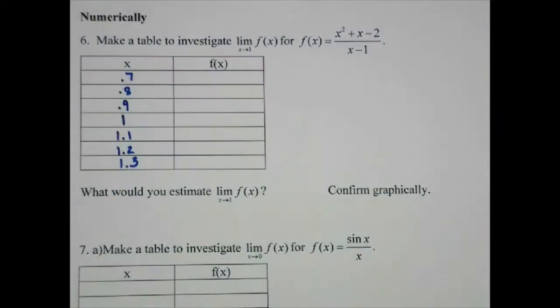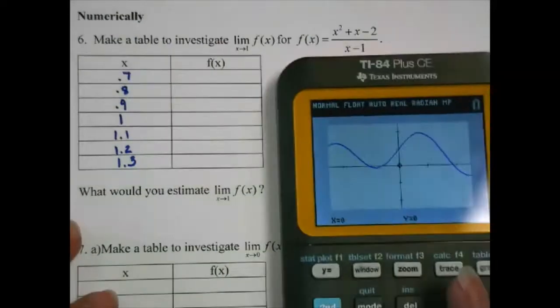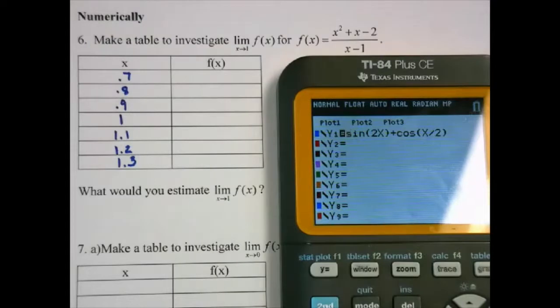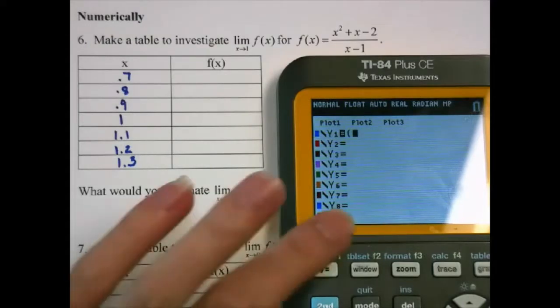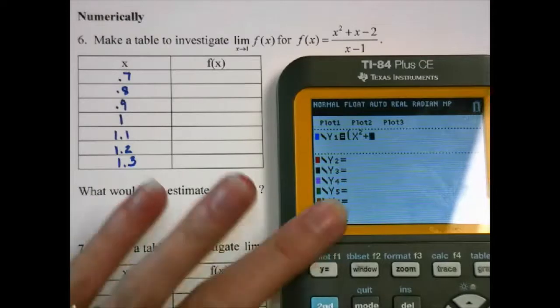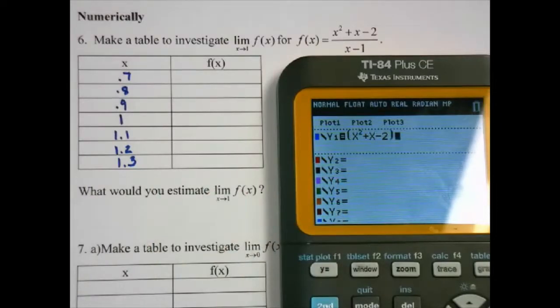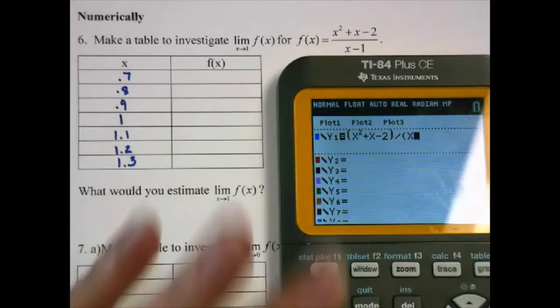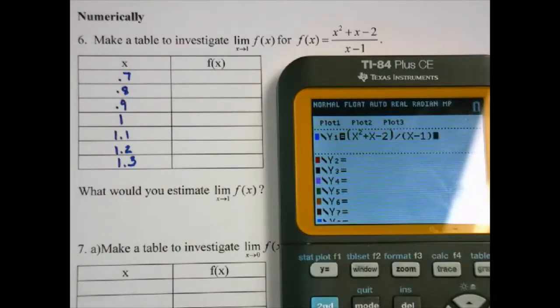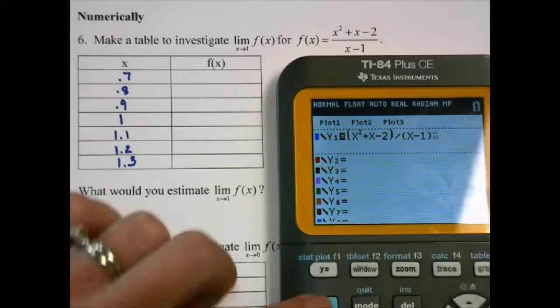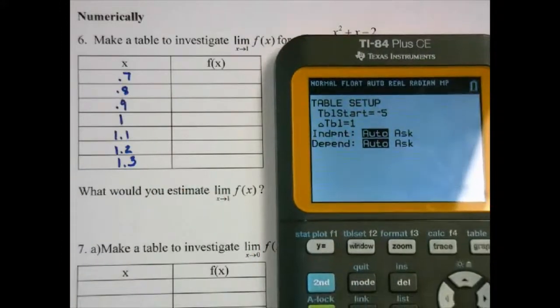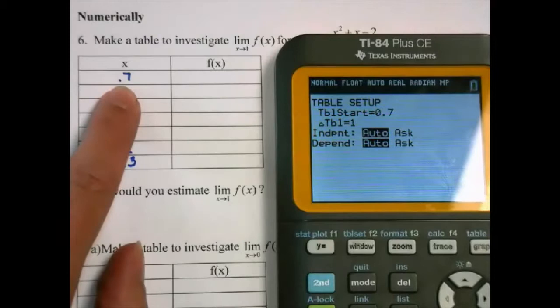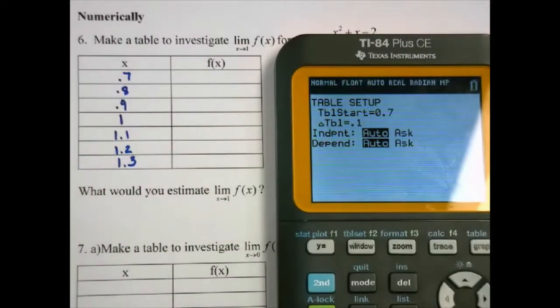Okay, well, we can use the calculator to quickly generate a table of values. So on your calculator, we're going to go ahead and plug in that equation. So on the top, x squared plus x minus 2 all over x minus 1. Now you can use the stacked fraction to do this, but if you do that, you may end up with fractions, and fractions are hard to see the pattern in the numbers. Then we're going to go to table set. Okay, so I go second, table set. So my table is starting at 0.7, and my delta, I'm going up by 0.1.